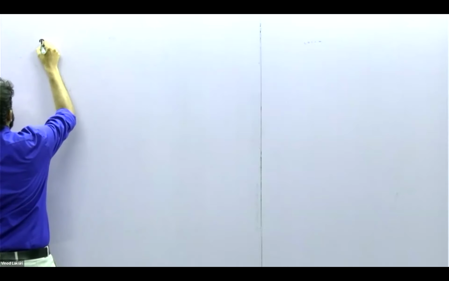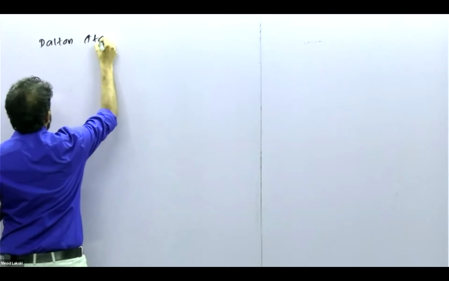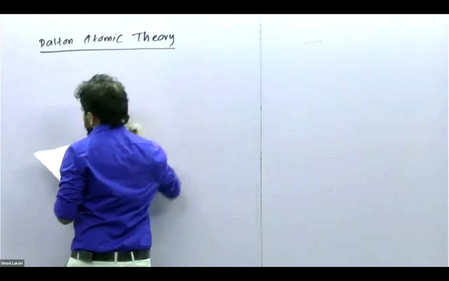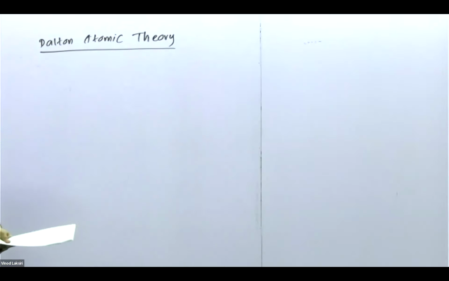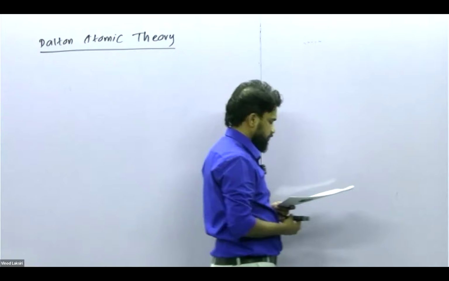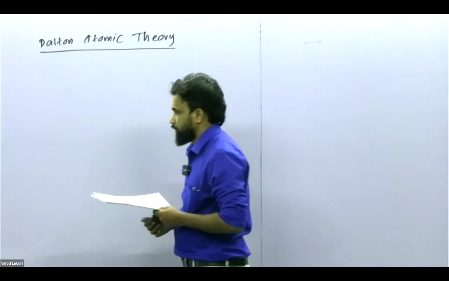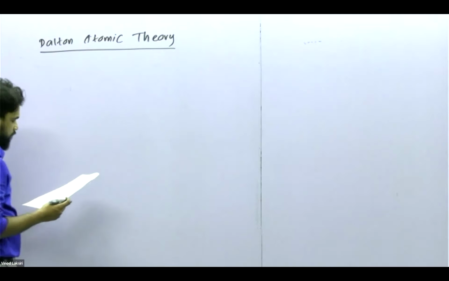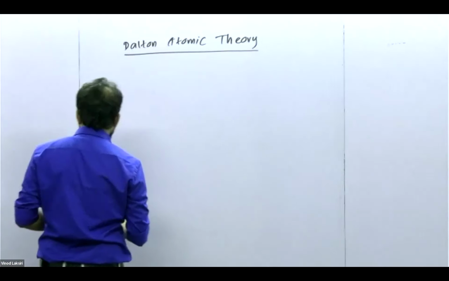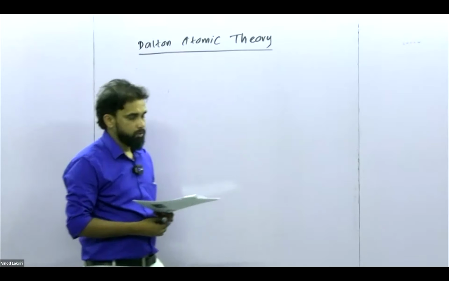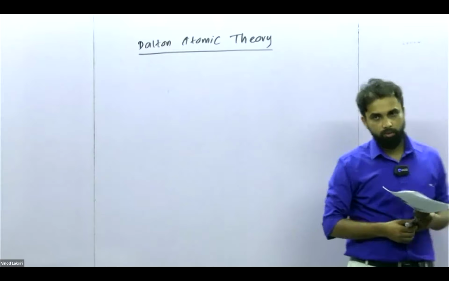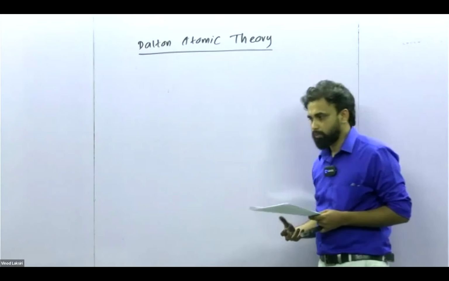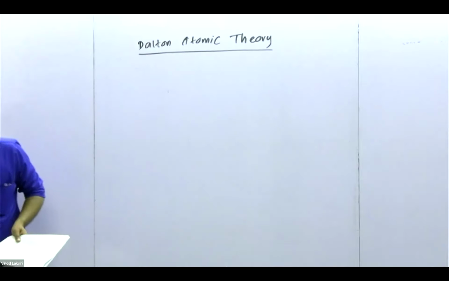Right. Next theory, Dalton atomic theory. Dalton was a scientist and a school teacher, right? Dalton introduced an atomic model, known as Dalton atomic theory. Dalton atomic theory contains four main assumptions, so you have to remember those four assumptions, right?